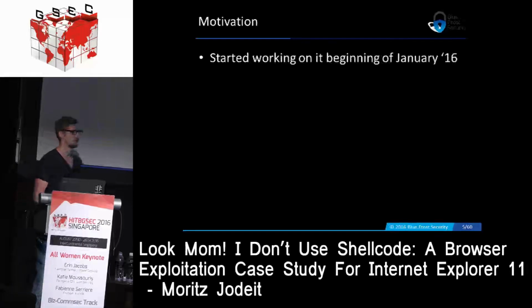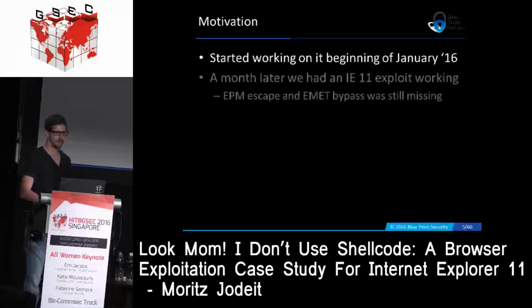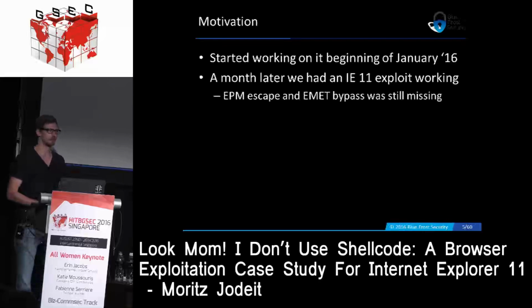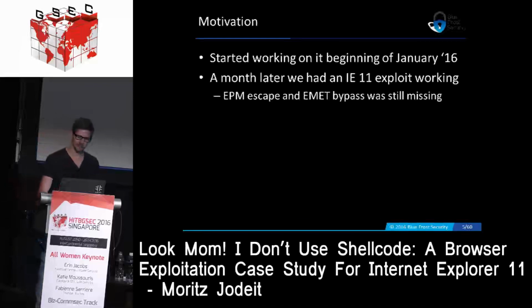So we started the main work at the beginning of this year, and roughly a month later we already had an exploit. We got a bit lucky because we found a really nice vulnerability. Of course we didn't have an EPM escape ready, and we didn't have the EMET bypass ready, but in general we had code execution and everything looked good so far, and we thought we would make it for Pwn2Own.